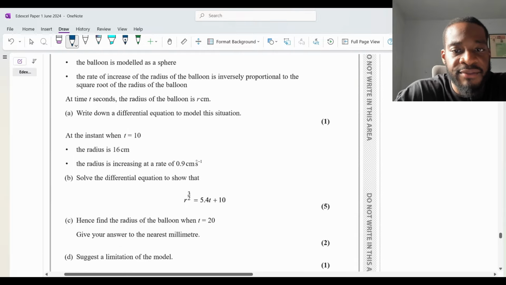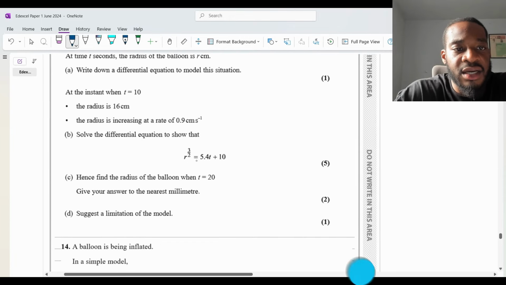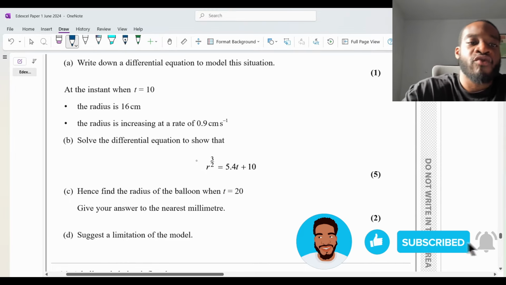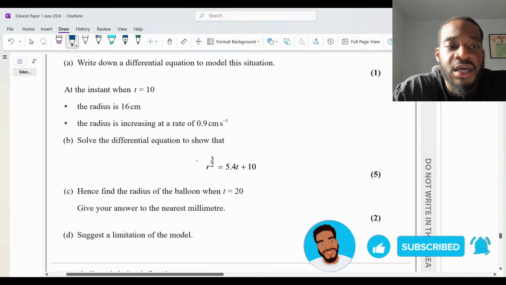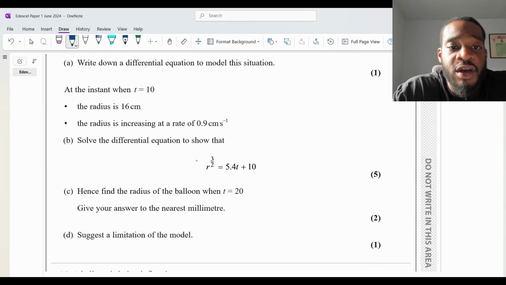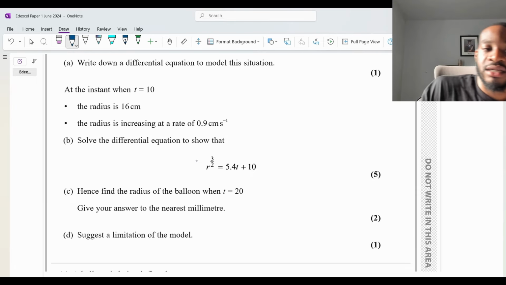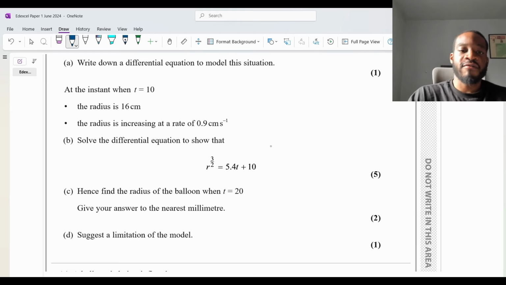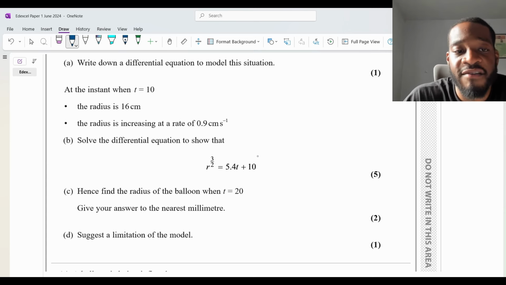What does part B say? It says, at the instant when t is equal to 10, the radius is 16 centimeters. The radius is increasing at a rate of 0.9 centimeters per second. Part B says, solve the differential equation to show that r to the 3 over 2 is equal to 5.4t plus 10 for 5 marks.